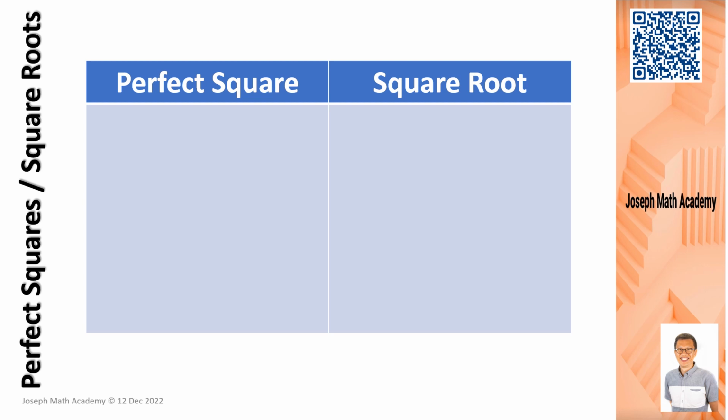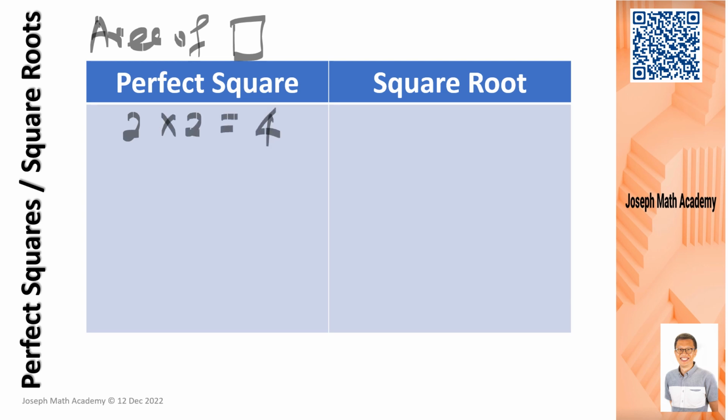So for example, if I have a square of side 2 cm, the area will be 2 times 2, which gives me 4. So 4 is a perfect square. If I have a square of side 10, then the area will be 100. So it means that 100 is a perfect square.